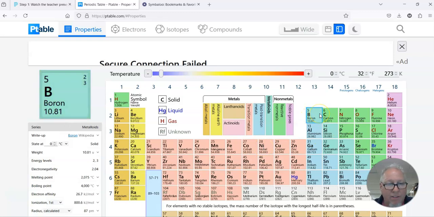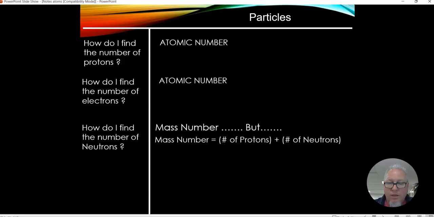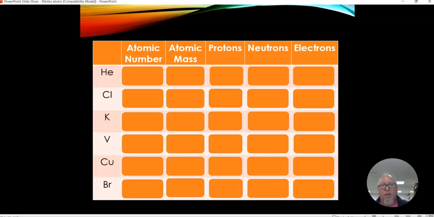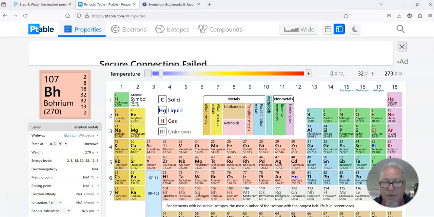Boron, there are 11 things in the nucleus. 5 of them are protons, 6 of them must be neutrons. So on the next page of your notes, I have a nice chart that I've made up where you could look up the atomic number and mass for all of those different elements. So we already said that helium is 2 and the mass number is 4, because I just did that as an example. If I look at chlorine on ptable.com, chlorine's over here, the mass number would be 35 and the atomic number would be 17.